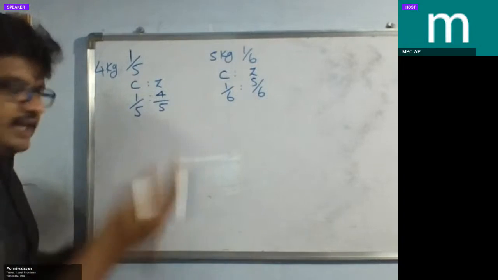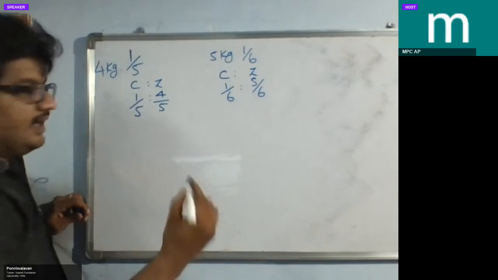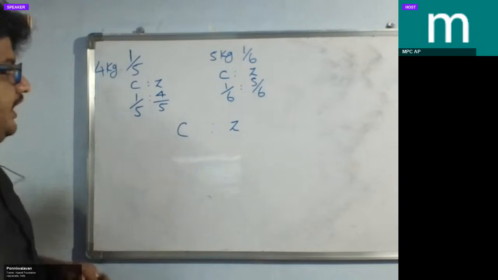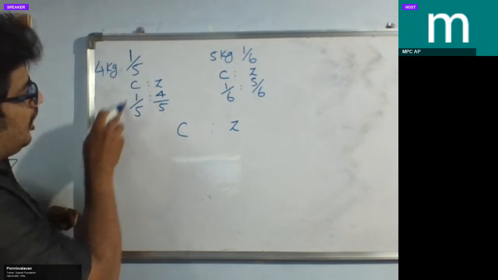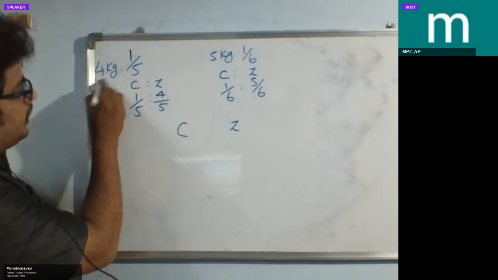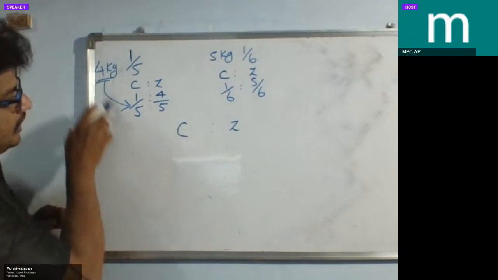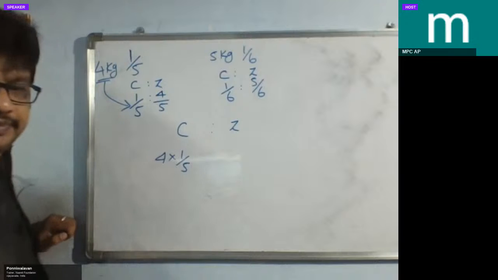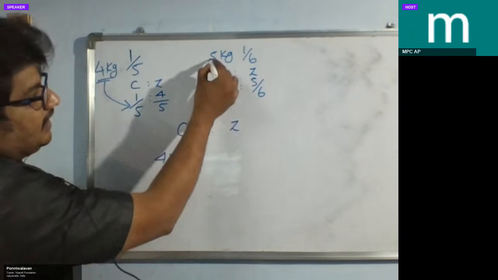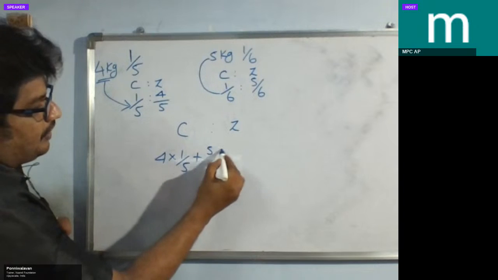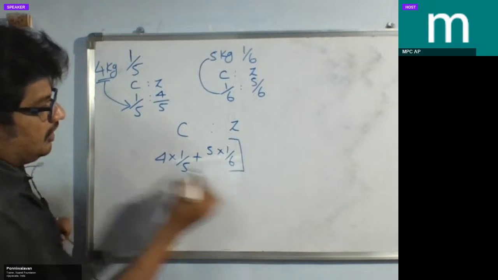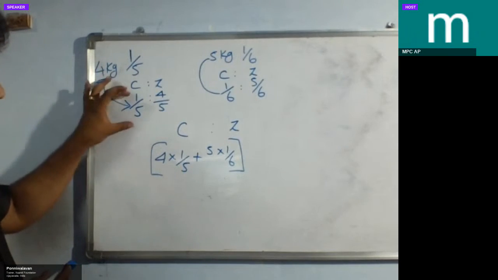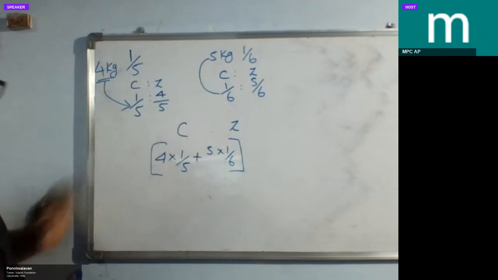Now they are going to mix these, right? Copper gets mixed with copper, and zinc gets mixed with zinc. How much copper are you going to mix? 4 kg with 1 by 5, so it is 4 into 1 by 5, plus here 5 kg, so 5 into 1 by 6. Are you getting it? 4 kg with this copper, 5 kg with this copper.